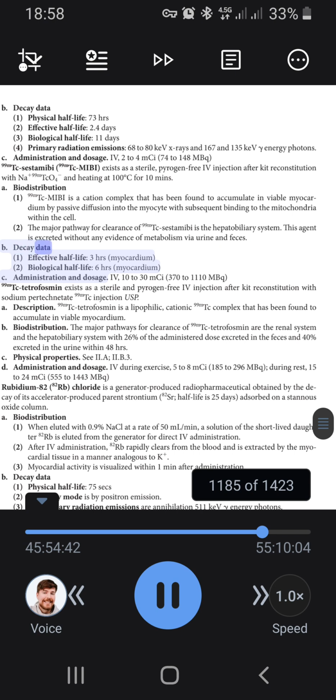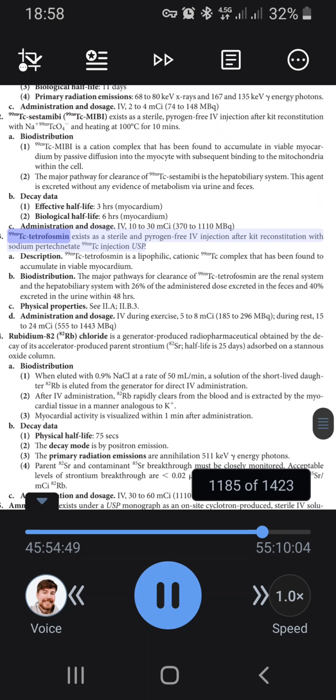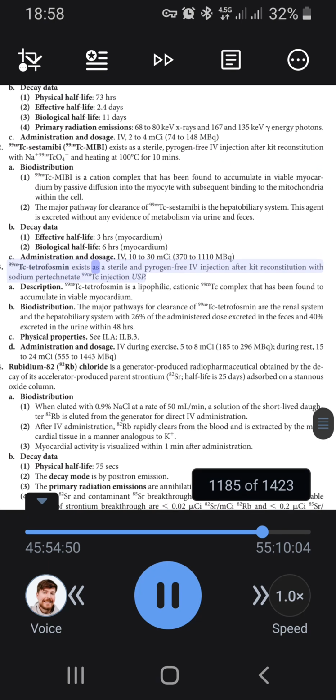B. Decay data. 1. Effective half-life: 3 hours, myocardium. 2. Biological half-life: 6 hours, myocardium. C. Administration and dosage. 10 to 30 mCi, 370 to 1,110 MBq. 3. 99mTc-tetrofosmin exists as a sterile and pyrogen-free IV injection after kit reconstitution with sodium pertechnetate 99mTc injection USP.